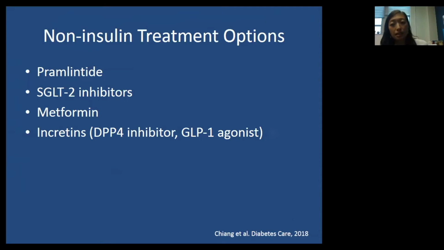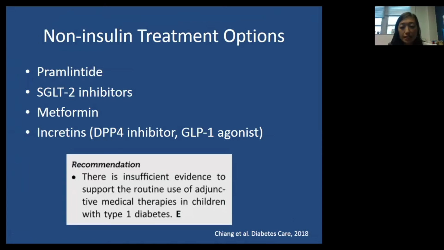So outside of insulin, what are some options? What's been studied? So a lot has been studied, especially our SGLT2 inhibitors seem to be a big hit in terms of potential benefit for our type 1 patients. But right now, the only approved non-insulin therapeutic agent for type 1 adults, not kids, but adults, is Pramlintide, and we'll go over some of that data. For kids, unfortunately, there's insufficient evidence to support any routine use of adjunctive medical therapies, as I mentioned before.